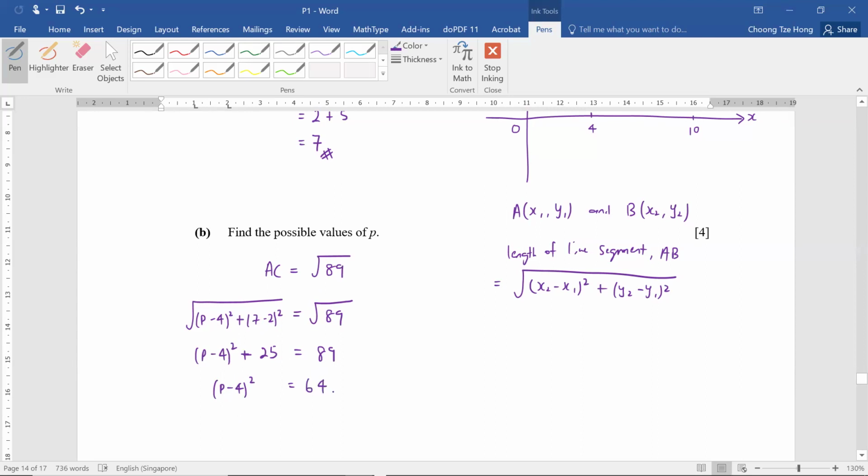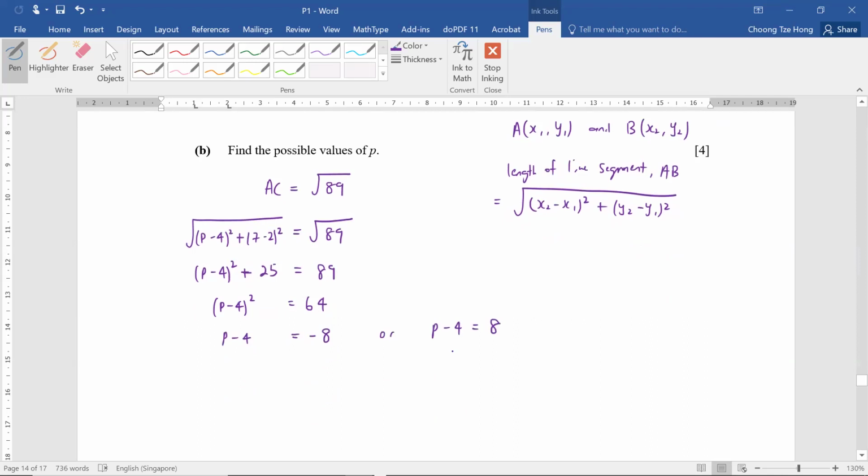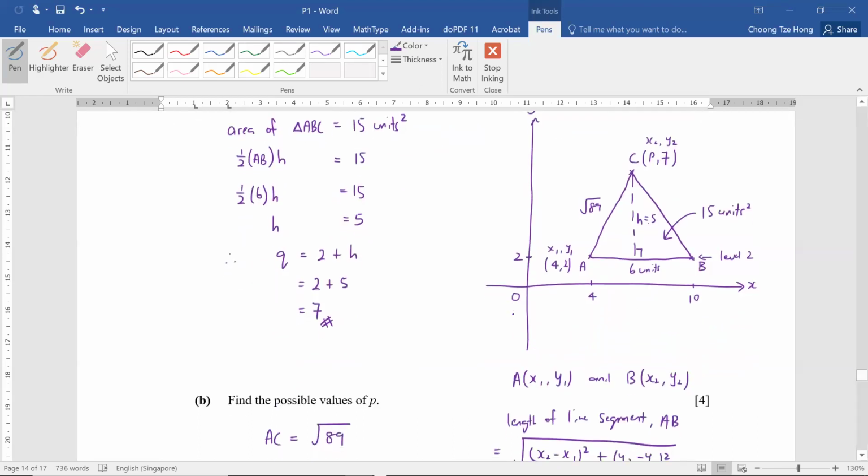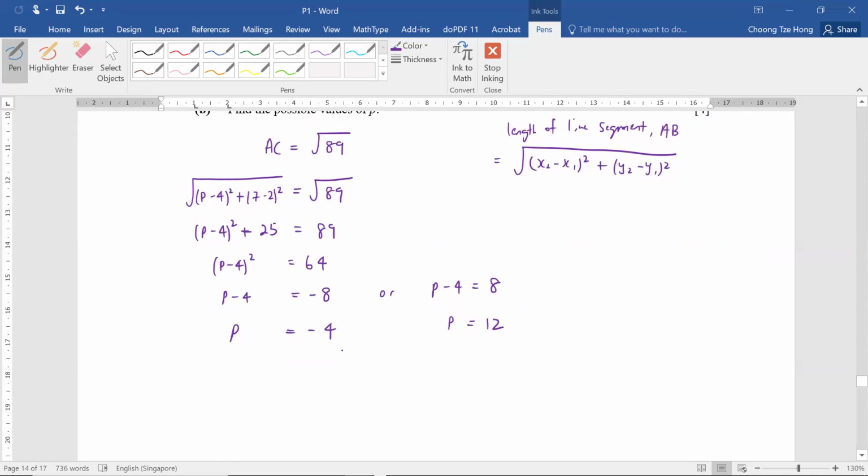So if P minus 4 square is 64, then P minus 4 has two possible answers, right? One of it is negative 8. Negative 8 square will give me 64, or P minus 4 will be 8, right? So that will give us our two answers. So P will be negative 4 from here, or P will be equal to 12, right? If you read the question, they did not set any conditions for P. So P can have two different answers, all right? So both answers are acceptable. P equals negative 4 and P equals 12.